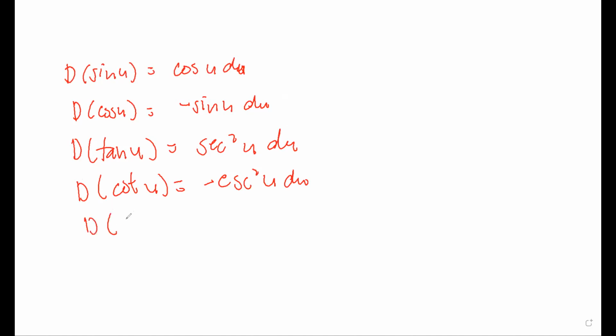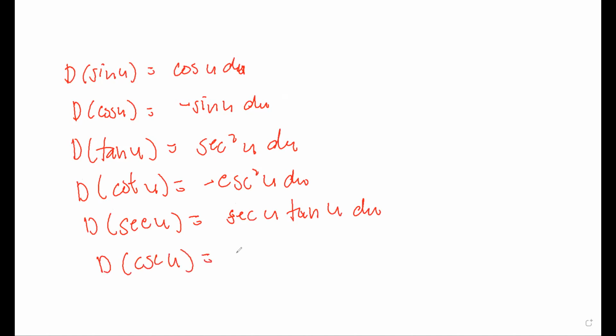The derivative of secant u equals positive secant u tangent u du, and the derivative of cosecant u equals negative cosecant u cotangent u du. So whenever you get the derivative of these functions, you first check what is inside them. Okay, that's one way.